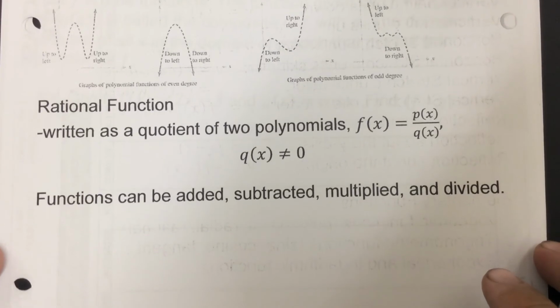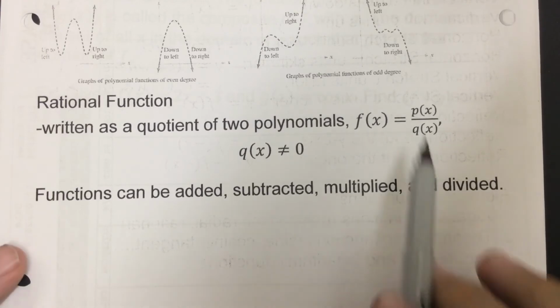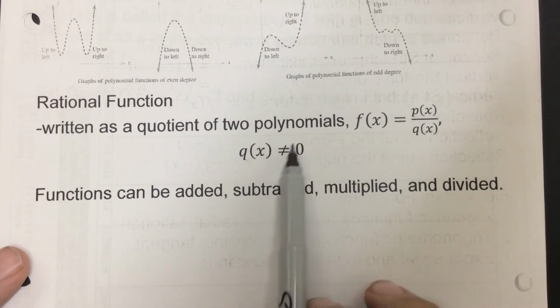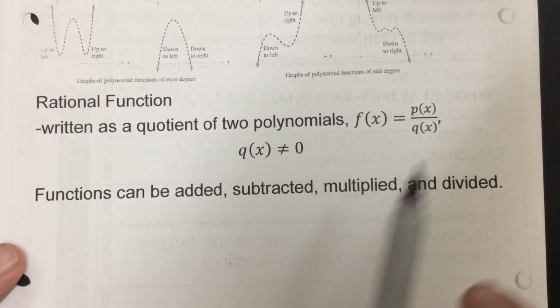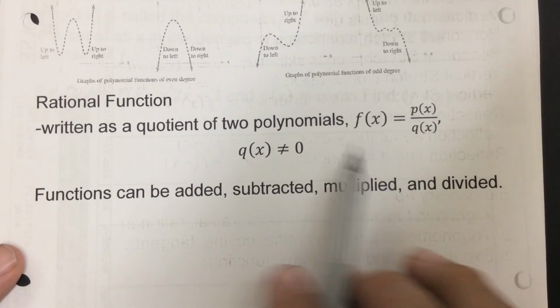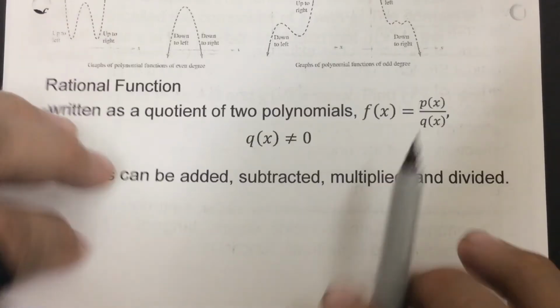As far as rational functions go, we can make fractions with polynomials. So think polynomials over a polynomial here is what's going on. However, we just can't have the bottom be 0 because, again, that's bad. We don't want to divide by 0. And keep in mind, functions can be added, subtracted, multiplied, and divided, just like variables and anything else in math. So we can take a function, we can add it to another one, we can subtract it, multiply it, divide it, all that stuff.